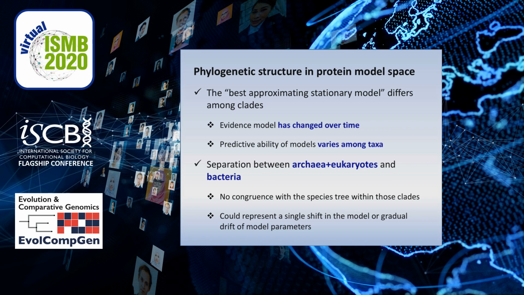The predictive ability of these models varies a lot more than in the previous slides. For example, halobacteria are quite predictable. Within bacteria, we can usually identify them to the level of bacteria, but not to specific groups very well. Within the groups, there is no congruence with the species tree. So this could be consistent with a single shift in model parameters.